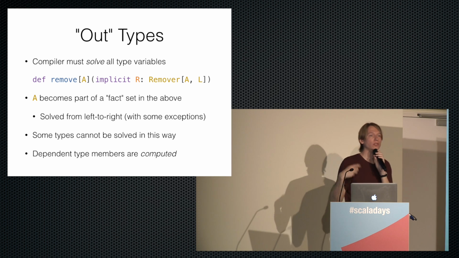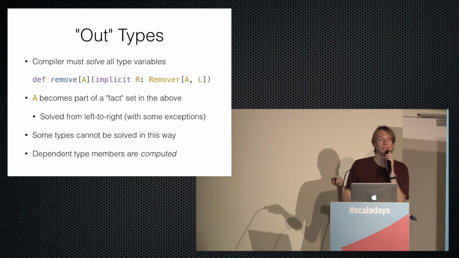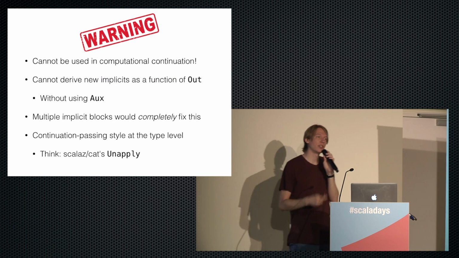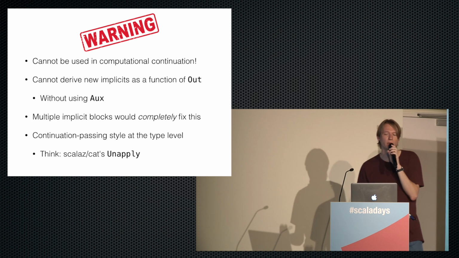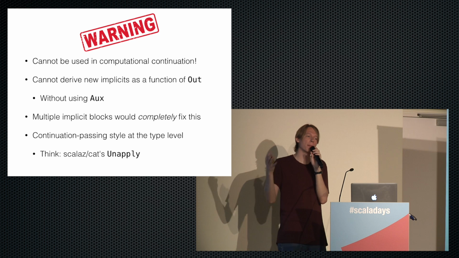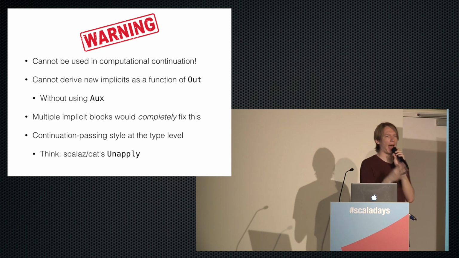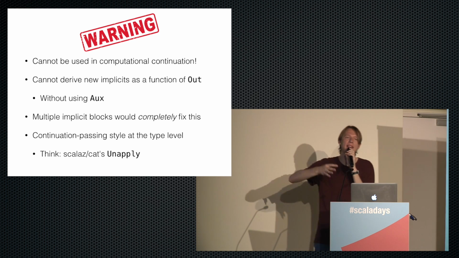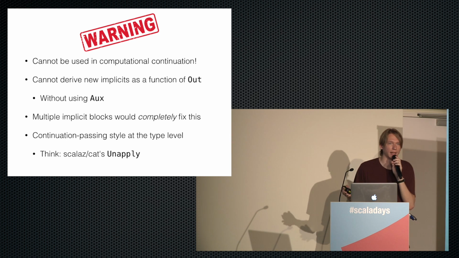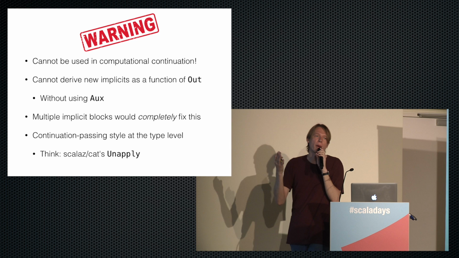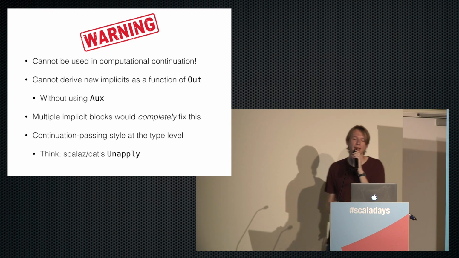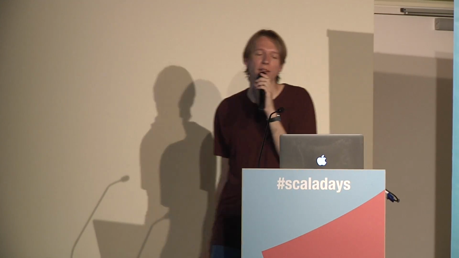Now, when you do this, you do accept a few limitations, and those limitations are precisely why the compiler is able to do what it does. The most notable of them is that you can't actually use it in a computational continuation. What I mean by that is you can't derive new implicits from this output type, right? So the out type on remover, you can't take that and go find a new implicit that uses it as a parameter unless you use the aux type. Okay, so the aux type is basically why we have this, but again, the aux type then kind of goes back into de-aliasing weirdness land, so you give up some of those benefits whenever you do it.